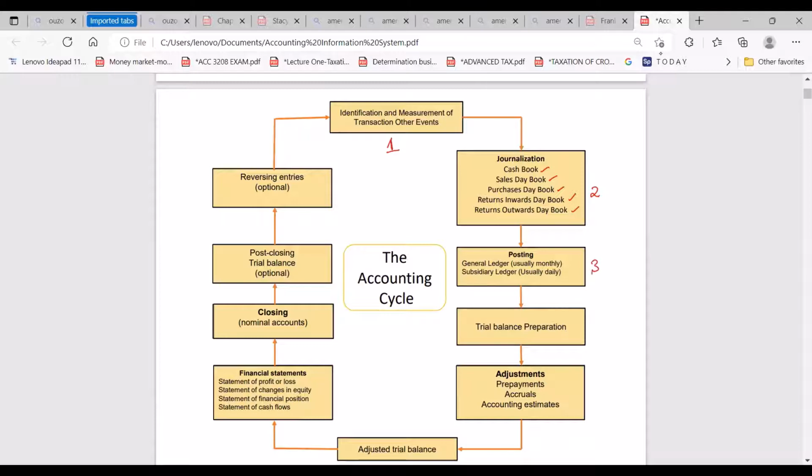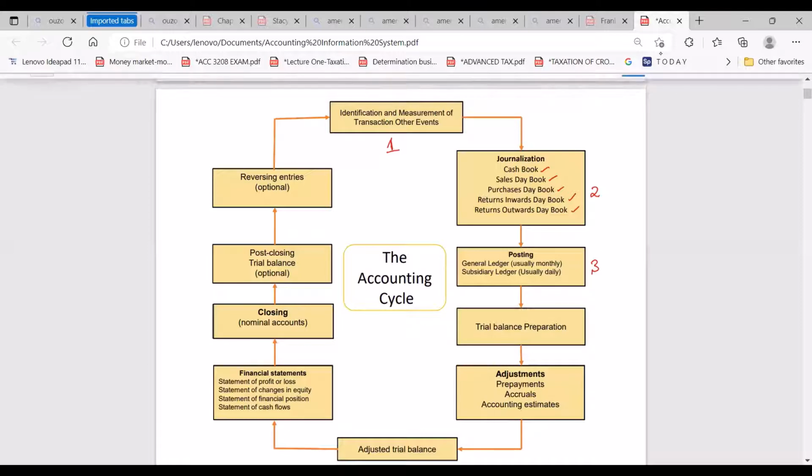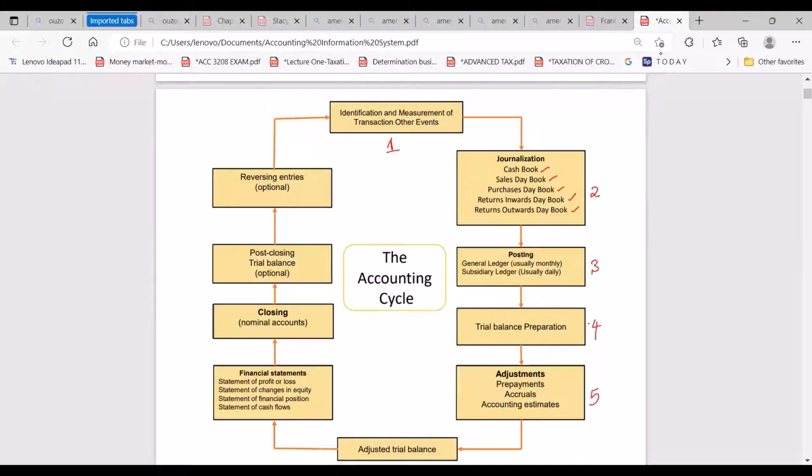The third step is posting the transaction to ledgers. This includes both posting in the general ledger and posting in the subsidiary ledger accounts. The next step is preparation of a trial balance, and the initial trial balance may be prepared before correction of errors, before adjustments are made. Because of that, what follows is preparation of adjusting entries. So posting of adjusting entries is the fifth step, followed by the adjusted trial balance.